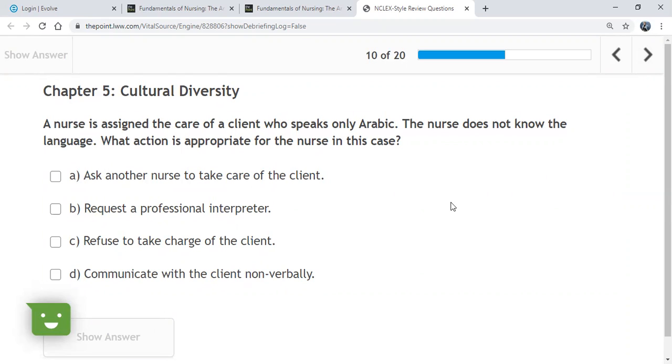The nurse is assigned the care of a client who speaks only Arabic. The nurse does not know the language. Which action is appropriate for the nurse in this case?